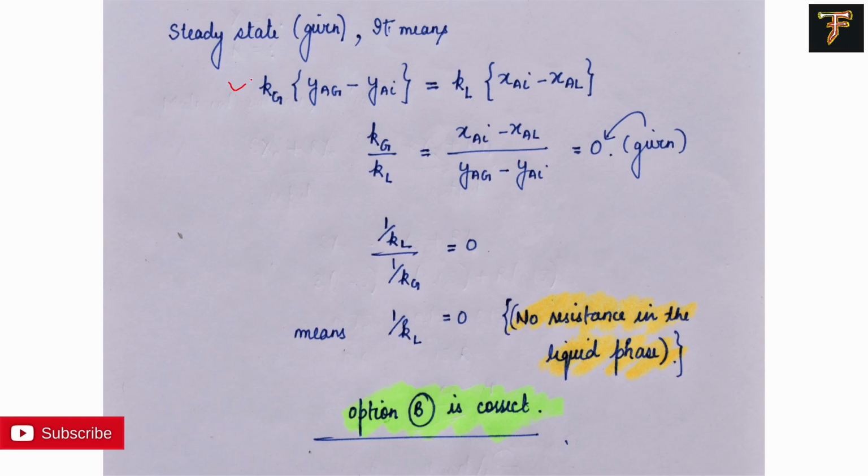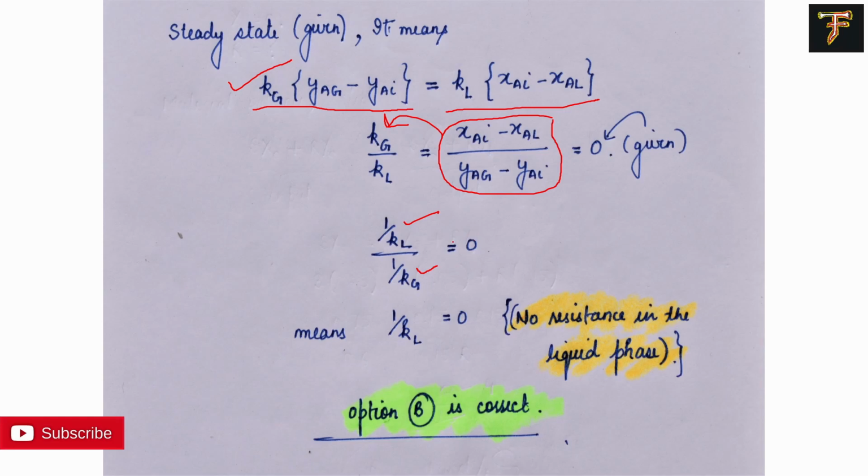So here we have the steady state condition, and we have balanced the rate at which the component is diffusing from the gas phase into the liquid phase. If we solve it, they have mentioned that this value is equal to 0, which means automatically this value is also 0. And we can write this as 1 upon KL divided by 1 by kg, which is equal to again 0.